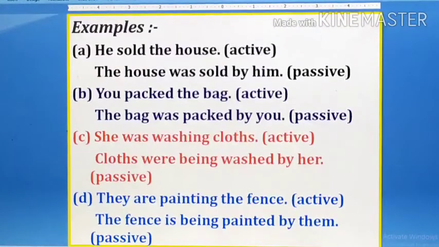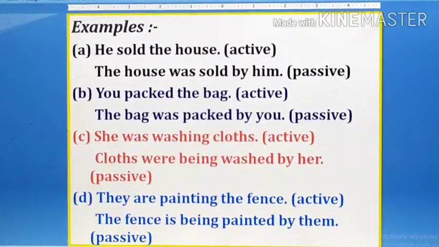Now see some more examples. She was washing clothes, that is the active one, and in the passive it becomes, clothes were being washed by her. They are painting the fence. The fence is being painted by them, that is in the passive voice.